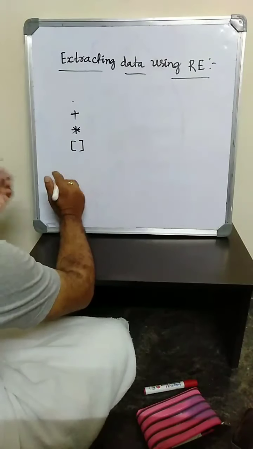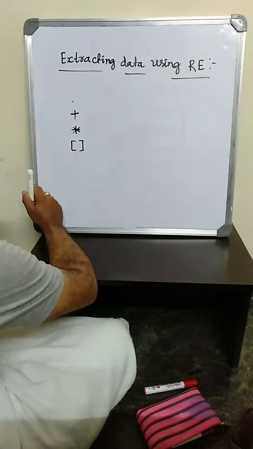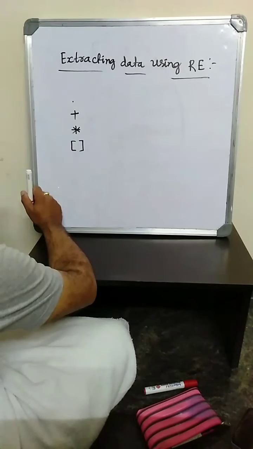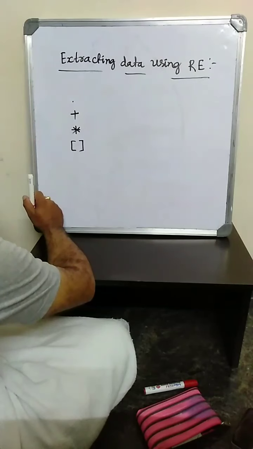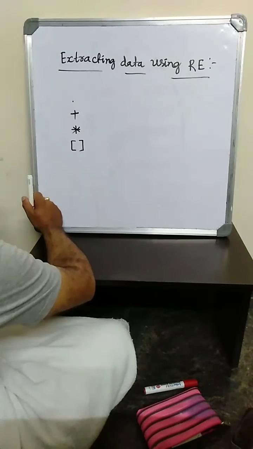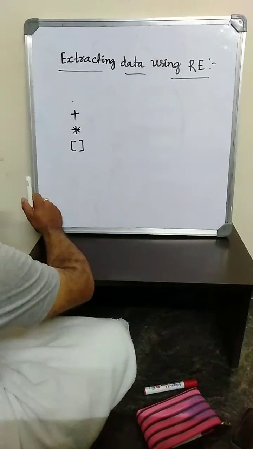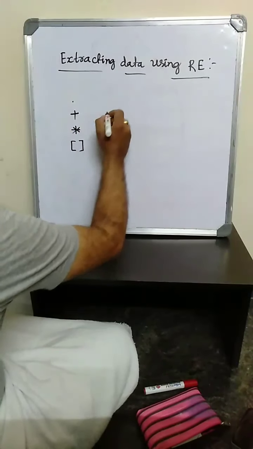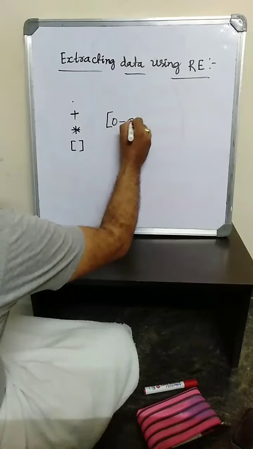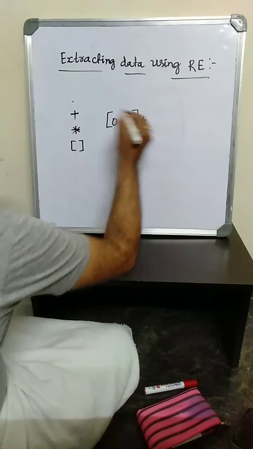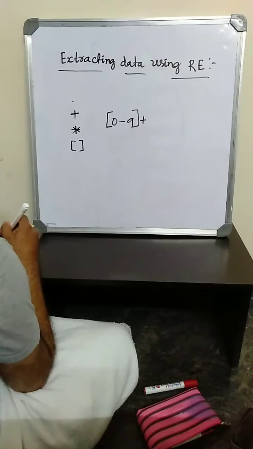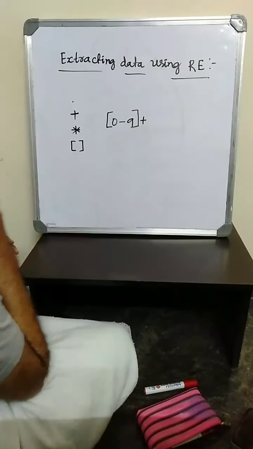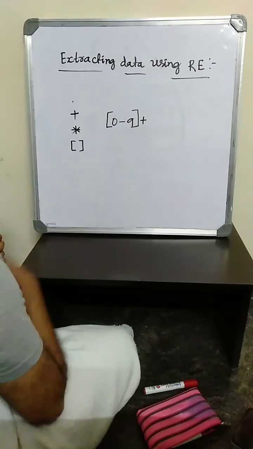Some of the students may think that this dot, plus, star and character class themselves are the regular expression. That is not the actual thing. You make use of these meta characters to write one kind of regular expression. For example, using a character class, if I write 0 to 9, it matches 0 to 9, and if I write plus here, this is a regular expression. Plus is for one or more occurrences. This is what we understood in the previous class.